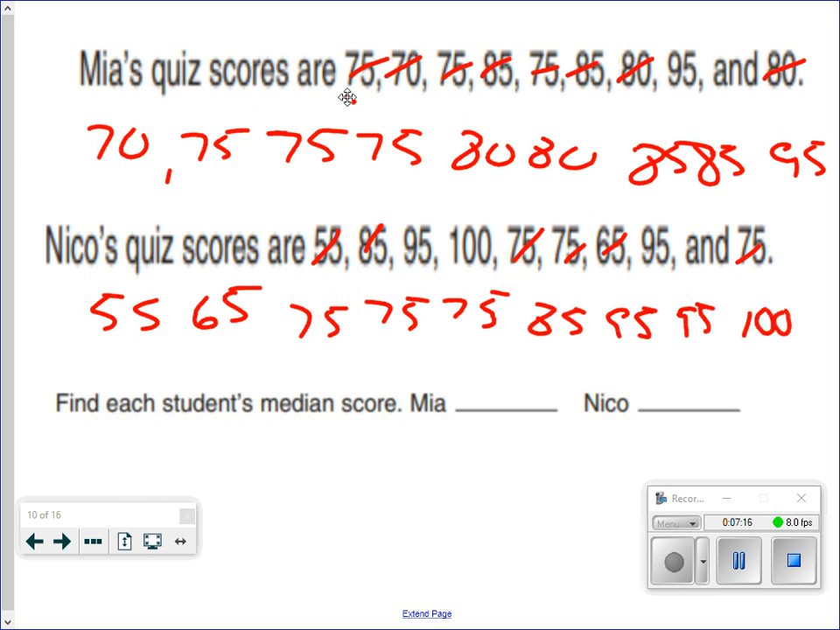Let's take a look at these scores here now. Let's make sure we have 9. 1, 2, 3, 4, 5, 6, 7, 8, 9. Let's check if we have 9 here. 1, 2, 3, 4, 5, 6, 7, 8, 9.